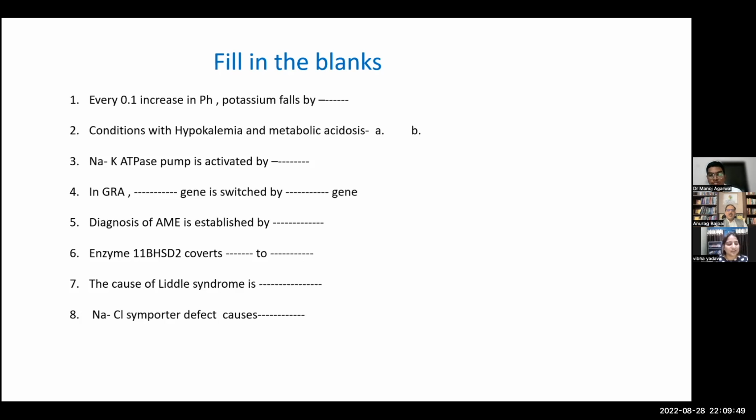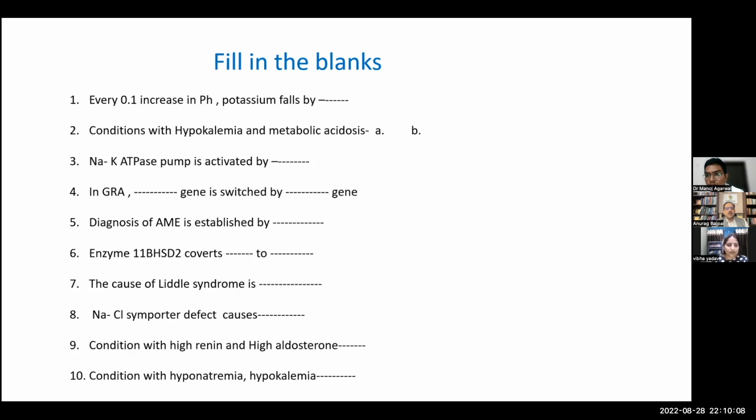Any further questions, or have we finished? There is one. A condition with high renin and high aldosterone. Generally, we get low renin and high aldosterone, so there is a condition that causes high renin and high aldosterone. Dr. Rajiv has mentioned RAS, renal artery stenosis. Correct, definitely. The last question: condition with hyponatremia and hypokalemia, both are losing. Furosemide, diuretic use, tubulopathies, gastrointestinal loss. Dr. Dhani again right.